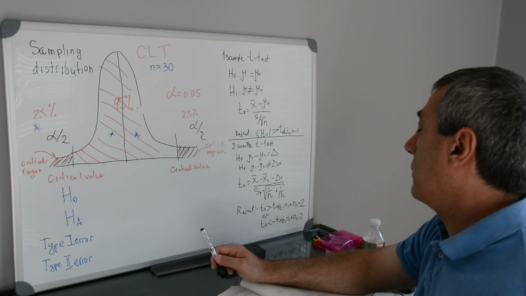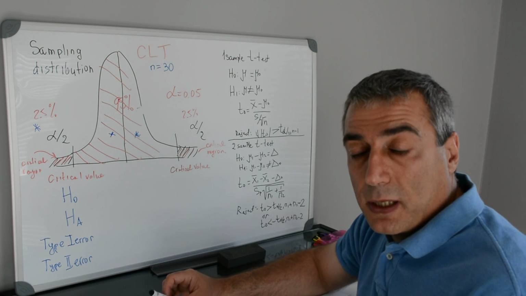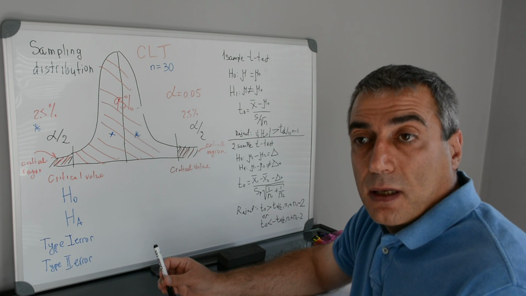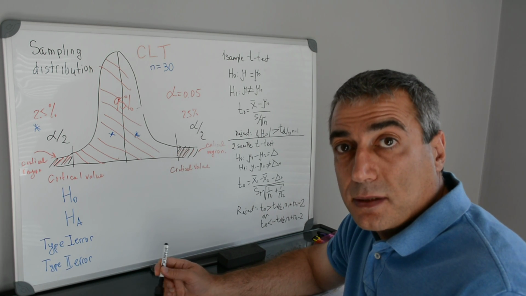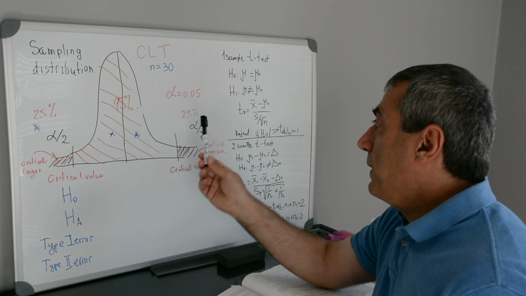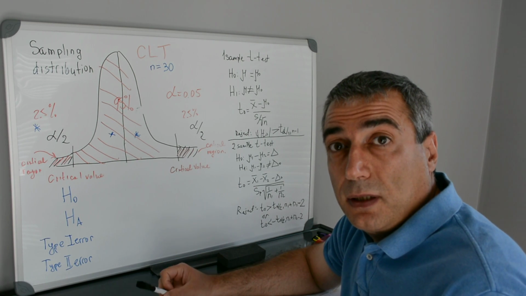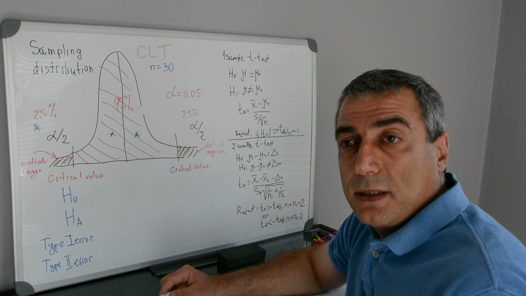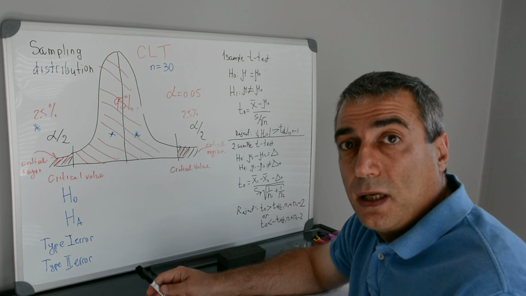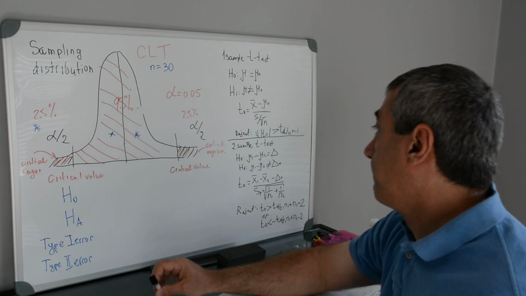Also, software will provide a p-value, which, looking at it, we will understand whether the null hypothesis is rejected or not. Usually, if the p-value is less than the level of significance, we reject the null hypothesis. If the p-value is greater than the level of significance, we do not have enough evidence to reject the null hypothesis.